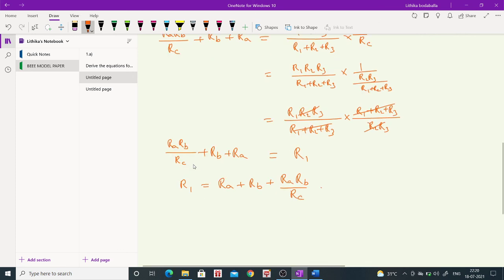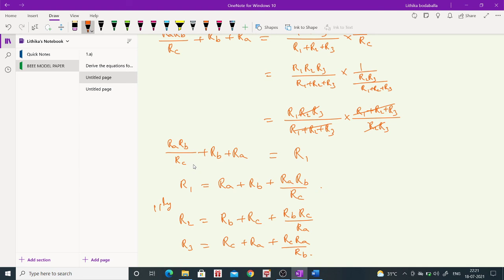So similarly, R2 is equal to RB plus RC plus RB RC divided by RA. Similarly, R3 is equal to RC plus RA plus RC RA divided by RB.